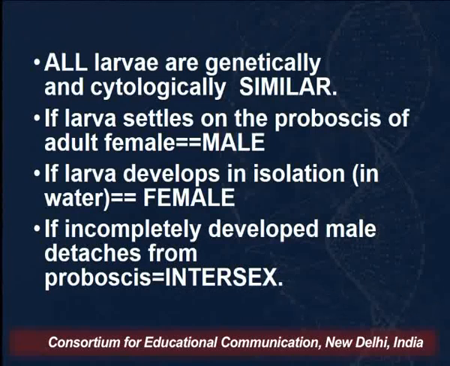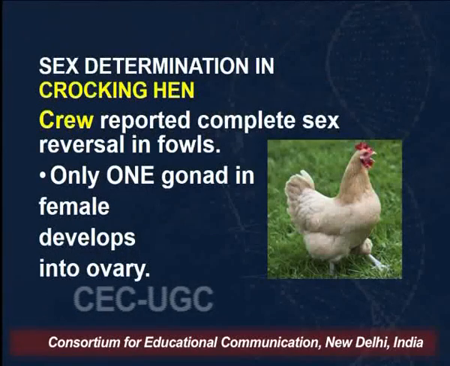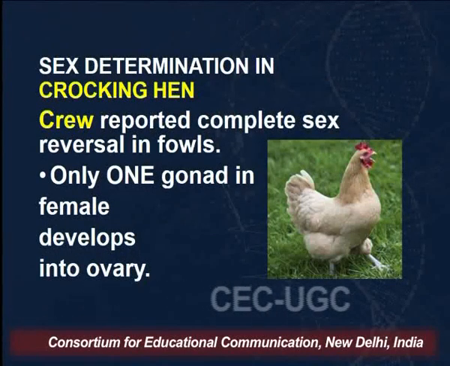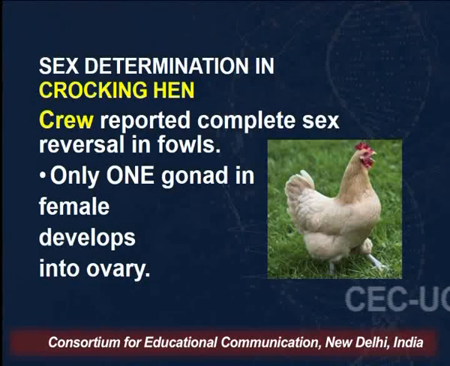And sometimes, if an incompletely developed male by chance detaches from the proboscis halfway through, then it would never become a male or a female, it would remain intersex. So this is how the sex determination works in Bonellia.